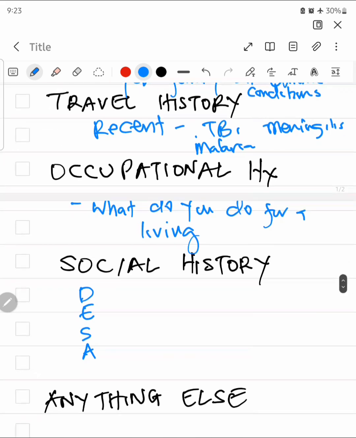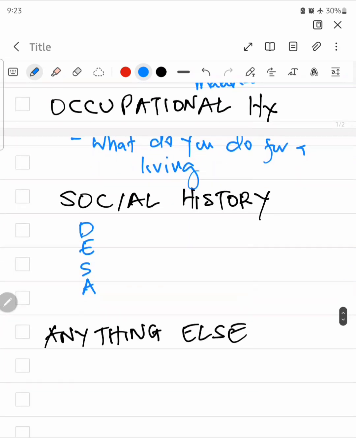This is a structured way in which, if you remember, you'll ask your questions easily. Now, social history. For social history, we have a mnemonic that is called DESA. So DESA stands for diet, exercise, smoking, and alcohol. So you're going to ask your patient, tell me about your diet. The patient will tell you, I eat a relatively healthy diet, I cook for myself. Do you exercise? Or tell me about your exercise routine. Do you smoke? And you can also ask them, do you take alcohol?